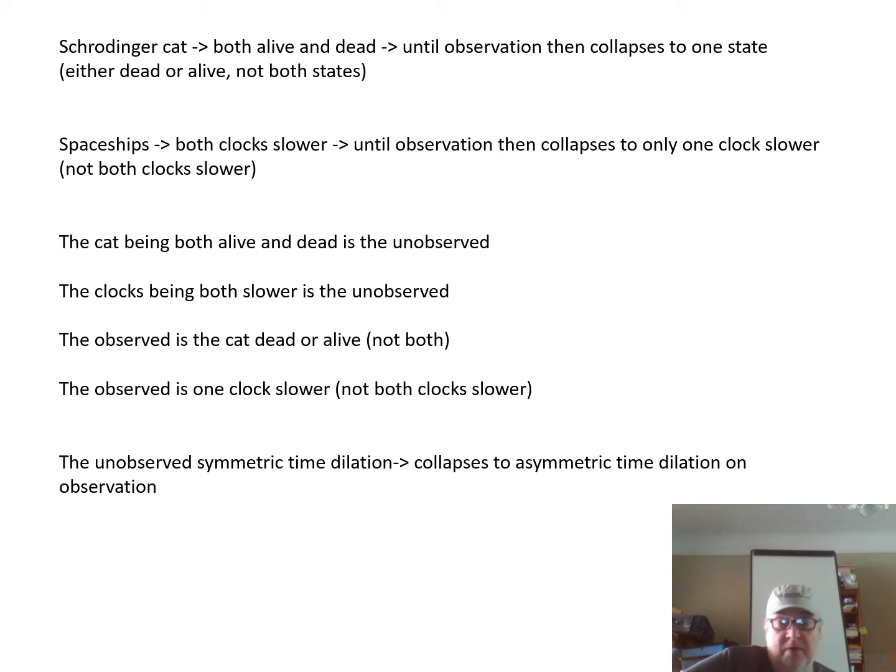The cat being both alive and dead is unobserved. The clocks being both slower is unobserved. The observed is the cat dead or alive, not both. The observed is the one clock slower, not both clocks slower. The unobserved symmetric time dilation collapses to asymmetric time dilation on observation.